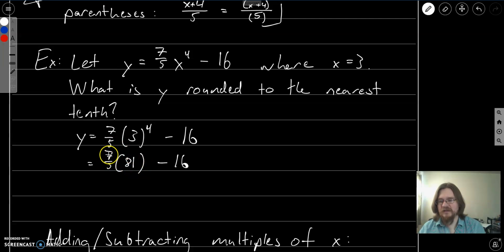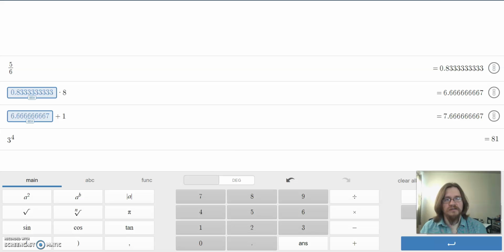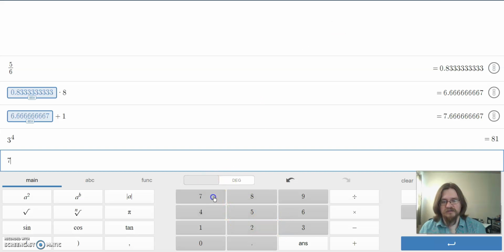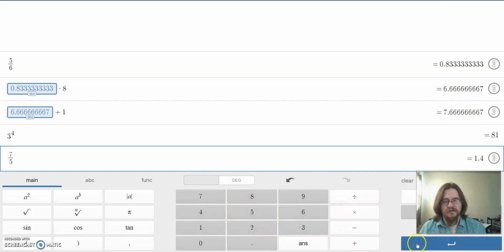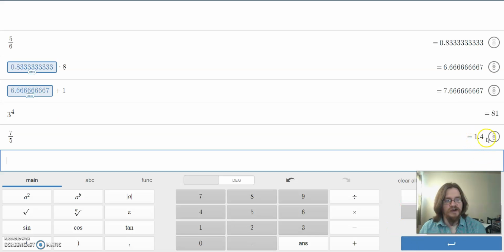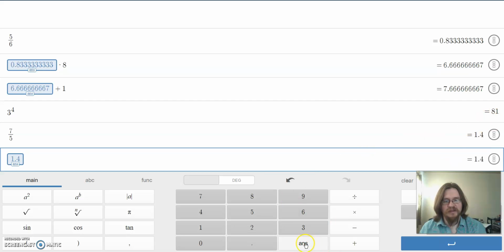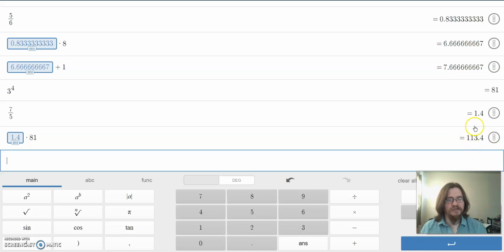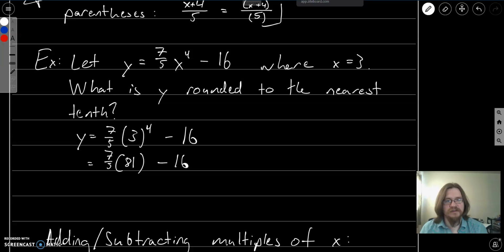Cool. So now I need to take 7 divided by 5 and take it times 81. So I will take 7 divided by 5, enter. So that's 1.4 exactly. So then I can take 1.4, so by clicking answer, it'll duplicate whatever the last one is, times 81 will give us 113.4. And that we're not even rounding there. So we've got 113.4.